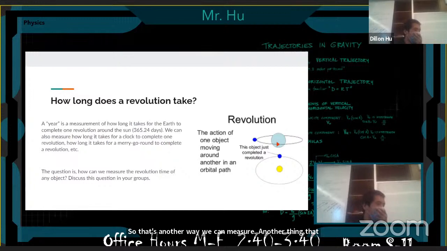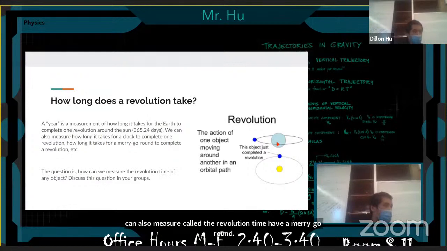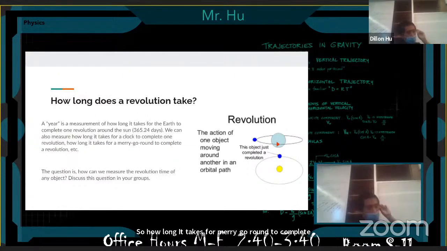We can also measure the revolution time of a merry-go-round, so how long it takes for a merry-go-round to complete a revolution. So there's a lot of different ways we can measure the revolution of different objects. So the question I pose to you is, how do we measure the revolution time of any object? If I just said this person is driving donuts in the parking lot, how would you measure their revolution time? I'm gonna put you in your groups here, and I want to see if you can come up with some explanation for how you might measure the revolution time of an object.